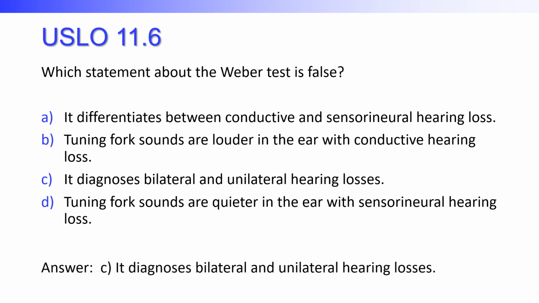So the Weber test can do all of these except for C. It does help us distinguish between conductive hearing loss and sensorineural hearing loss. And tuning fork sounds are going to be different if you have a conductive loss versus a sensorineural loss. And this is how they manifest.